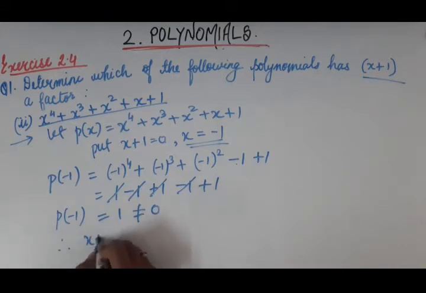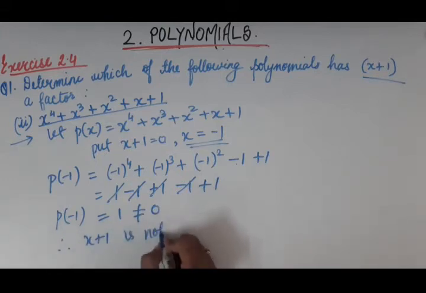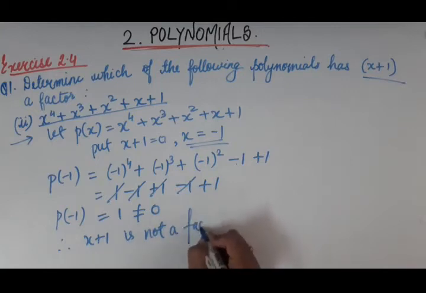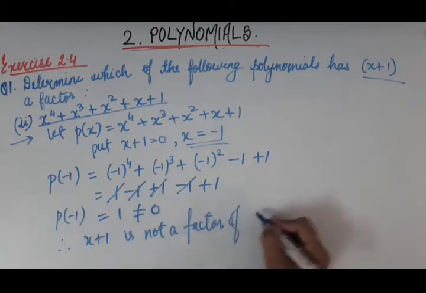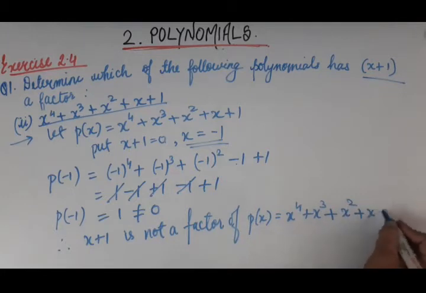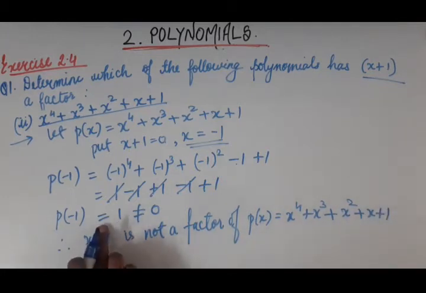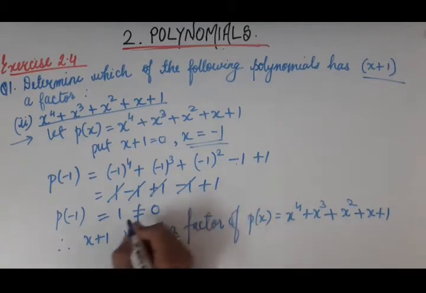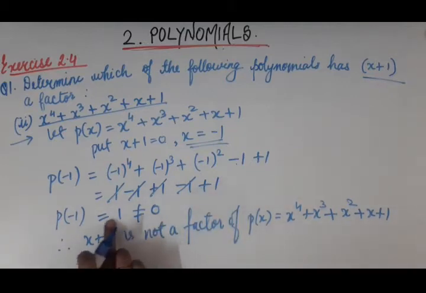Therefore x plus 1 is not a factor of p of x equal to x raised to 4 plus x cube plus x square plus x plus 1. Since remainder is not equal to 0, therefore it is not a factor. Your remainder is 1. Clear? Now let us move to the next bit.